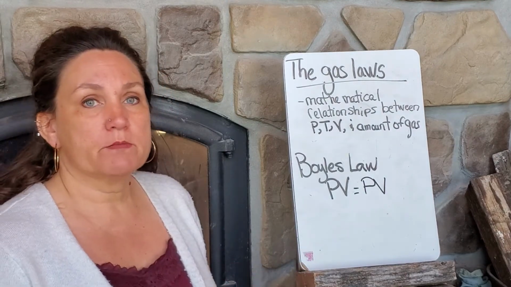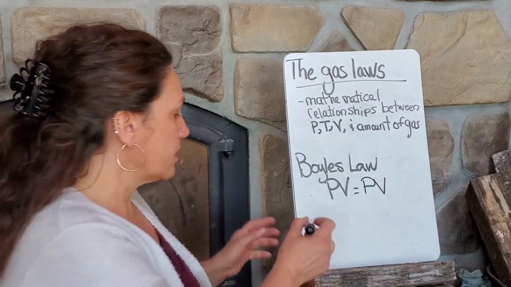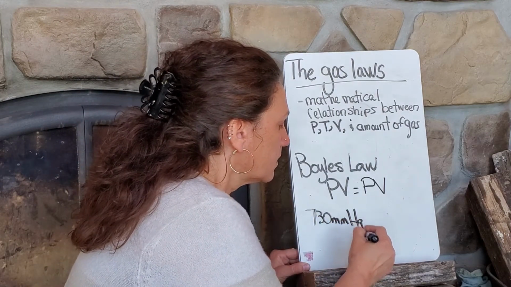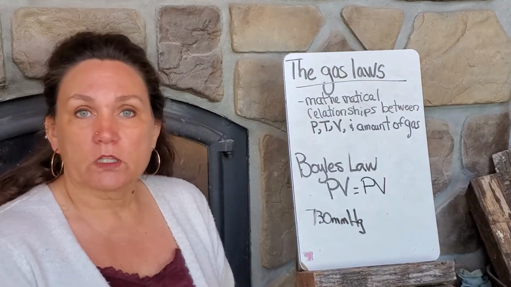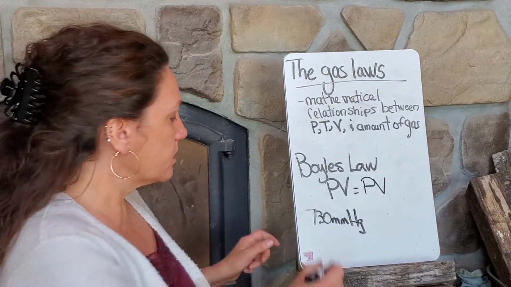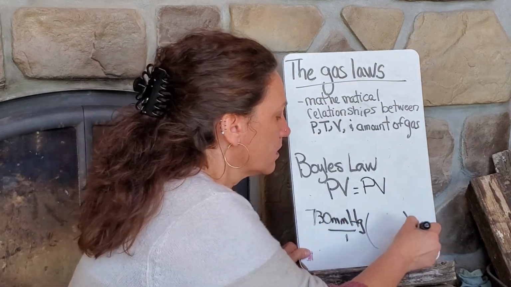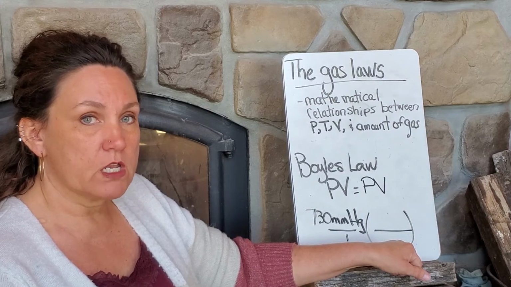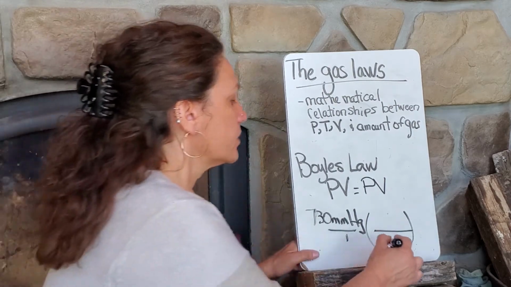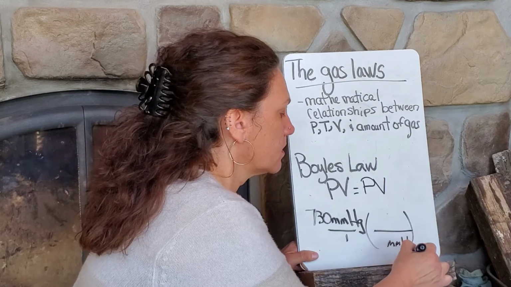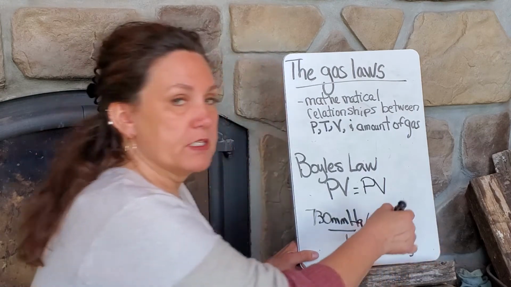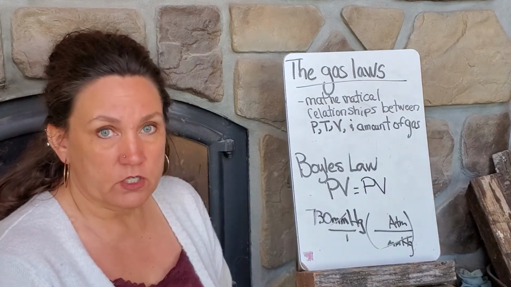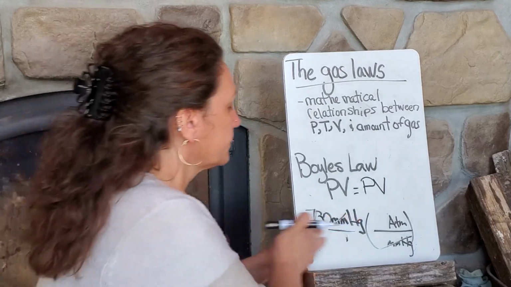So if the problem says that you have 730 millimeters of mercury, and to work the problem you need it in atmospheres, put your known value for how many millimeters of mercury is in 1 atmosphere here. So you're going to have millimeters and atmosphere here. You're going to cancel your units, do your math, and you're going to have your answer to convert your units.